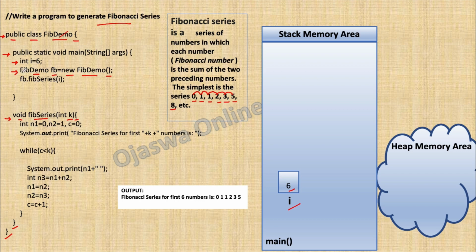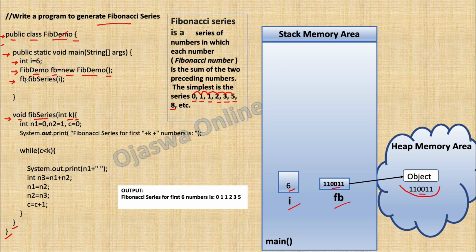When this object is created, memory will be allocated for object FB. The reference variable FB is created on the stack memory area. Object belongs to main method. Hence, the reference variable FB will be allocated memory inside the memory frame reserved for main method. An actual object is created on the heap. Address of the object is stored inside the reference variable FB. FB is pointing towards the object on the heap.